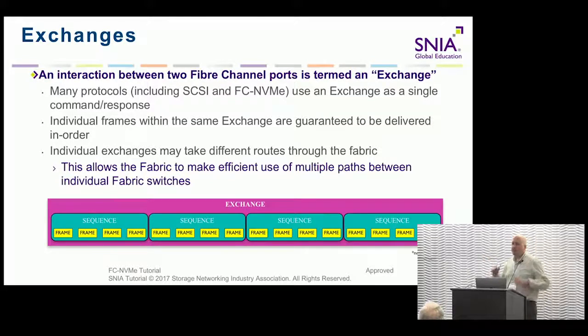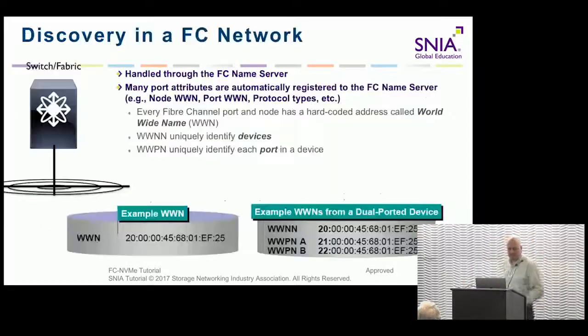Exchanges themselves, individual exchanges, may be delivered out of order in the fabric so that the fabric can take advantage of any optimizations in paths that may exist between switches. So what that means is different commands can take different paths through the fabric, so they can be delivered in a different order than they were sent.